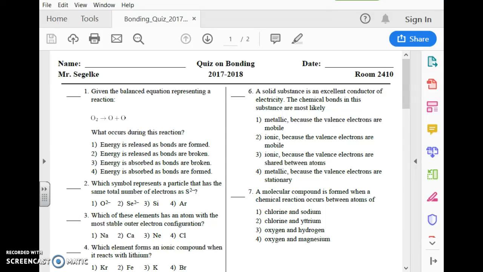Welcome. I wanted to go over this quiz on bonding with you to help you prepare for our quiz on bonding. Let's dive right in.